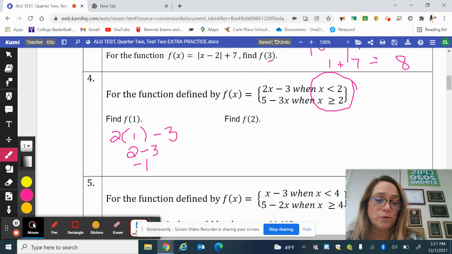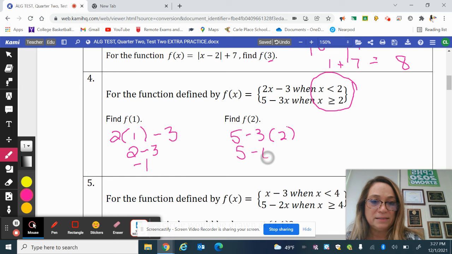So now for the 2, I'm going to use the second one, and that's because the second expression has the interval with the equal bar. So 5 minus 3 times 2, 5 minus 6, which is also -1. Coincidence.